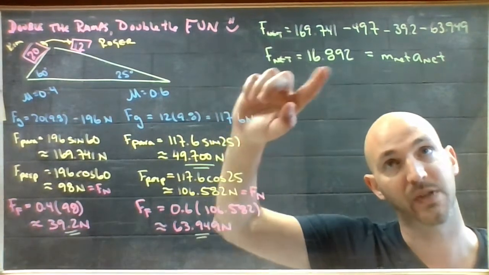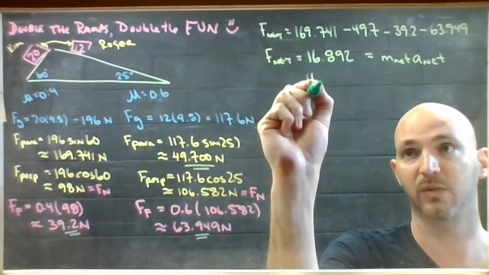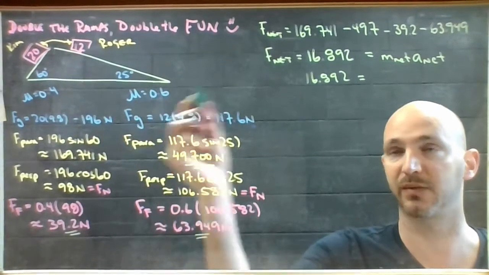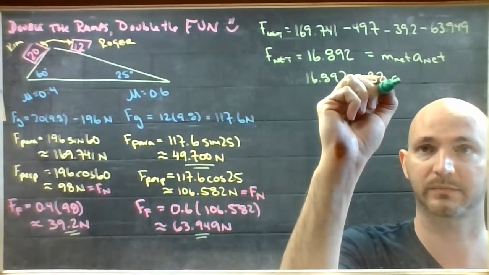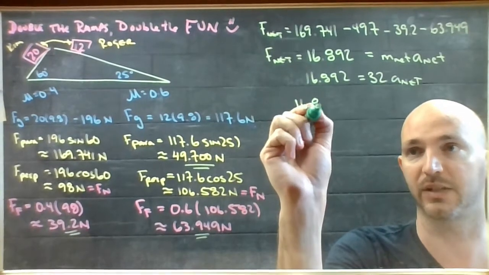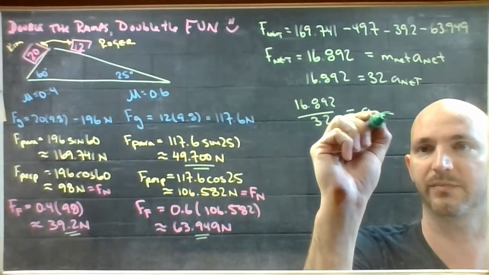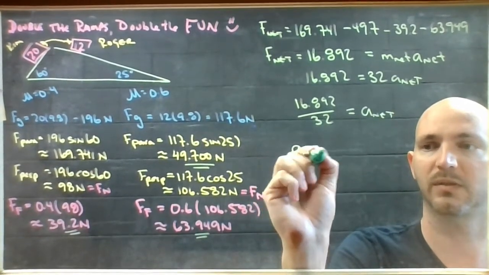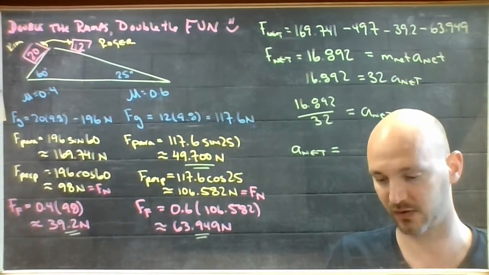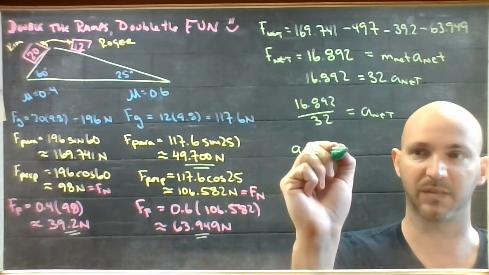Once you have a net force, that's always net mass times acceleration net, so pop that in there. Net mass between them would be 20 and 12 is 32 kilograms. So 16.892 out of 32 gives you the net acceleration. So these blocks, or the system, I suppose, the whole system will start to accelerate at 0.528 meters per second squared.